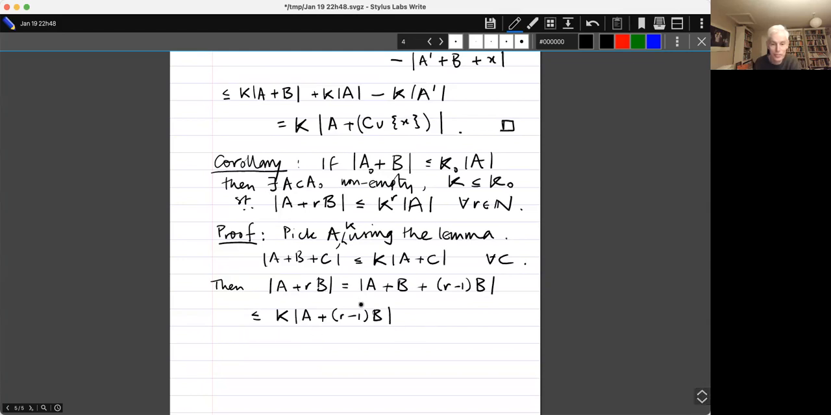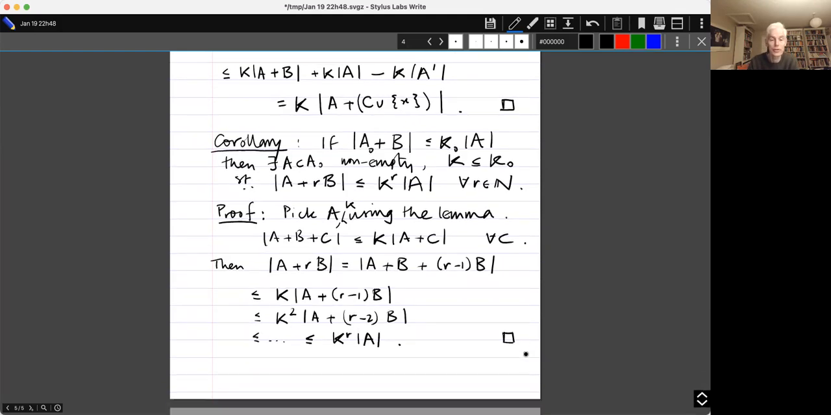And we can just carry on this process. By doing exactly the same thing, that's less than or equal to k squared times A plus (r minus 2)B. So again, I peel off a B, leave myself with (r minus 2)B, and I end up having to multiply by k, less than or equal to dot dot dot. And we see that this 2 plus this r minus 2 always makes r, so when I finish the process I end up with k to the r times the size of A, as claimed in the statement of the corollary.